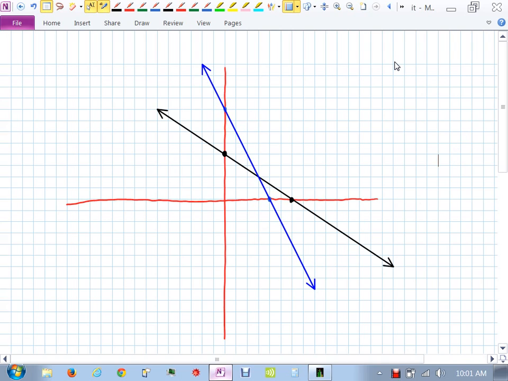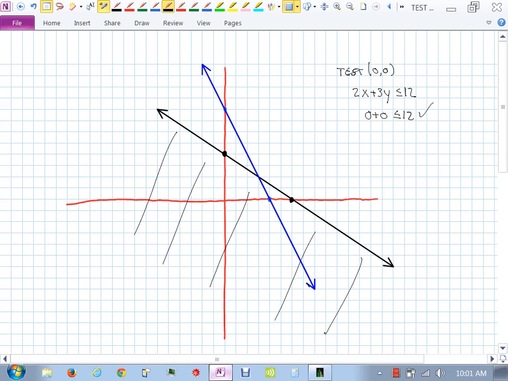It looks like they hit at 3, 2, doesn't it? But you have to show it, and we'll do that later. Now let's plug in our test points. For the black line, which is the first equation, let's test 0, 0, right? If you test 0, 0 into the first inequality, which was 2x plus 3y less than or equal to 12, then you get true, right? It works. So I'm going to shade everything below the black line.